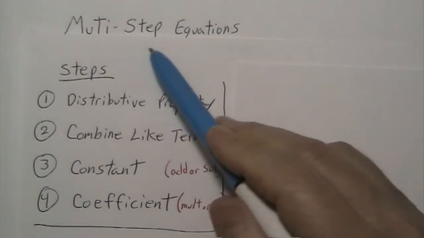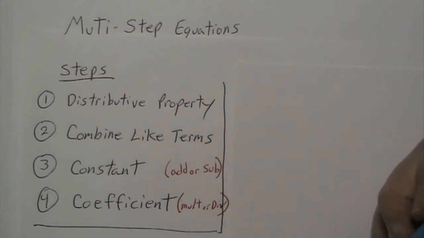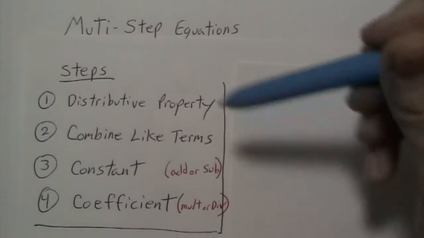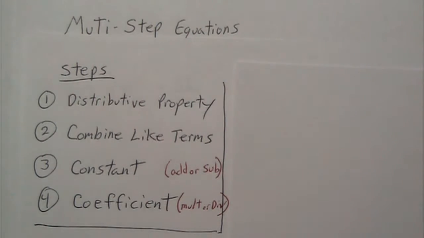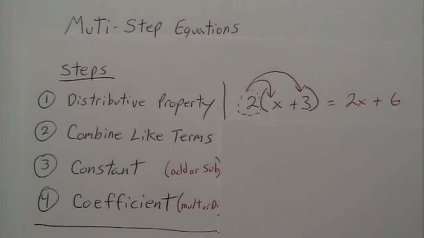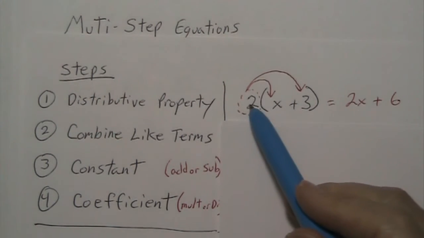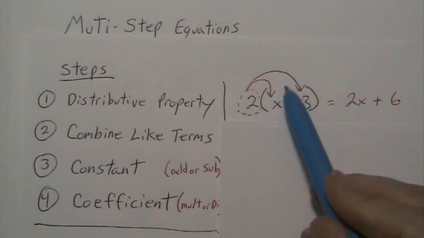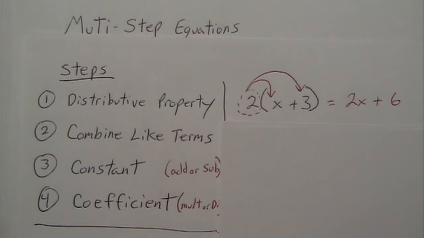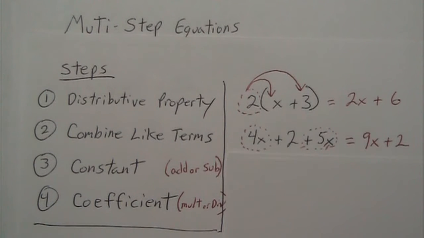So with multi-step equations, at least today, there are 4 steps. The first step we'll use is distributive property. If you remember distributive property, that's taking the outside number times each one inside. Okay, then we have combining like terms. And that could look different each time.